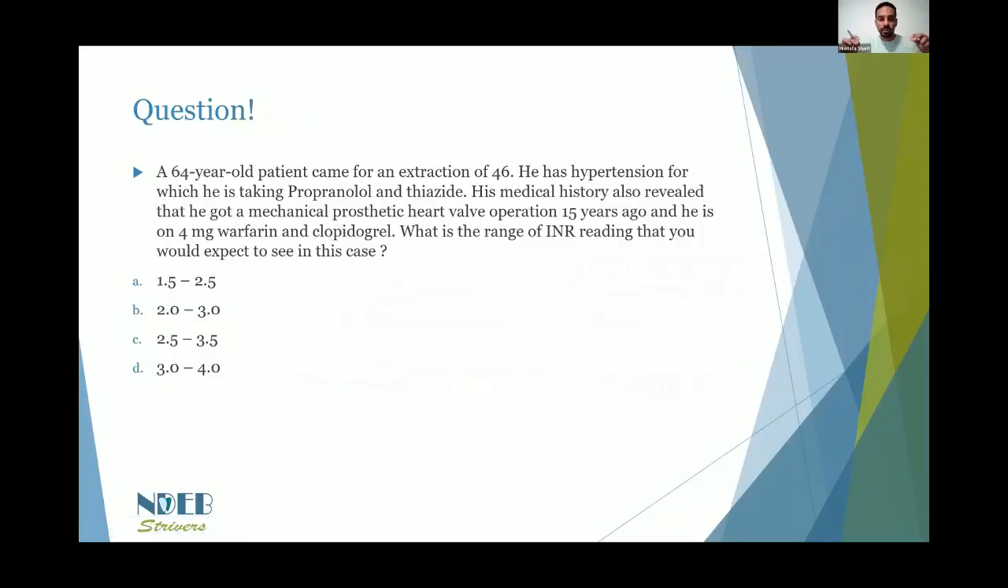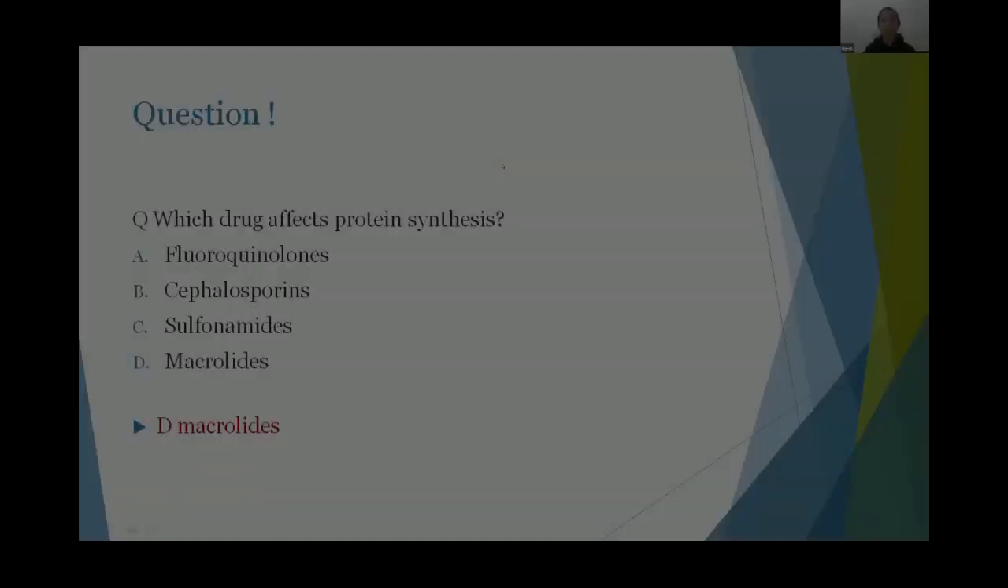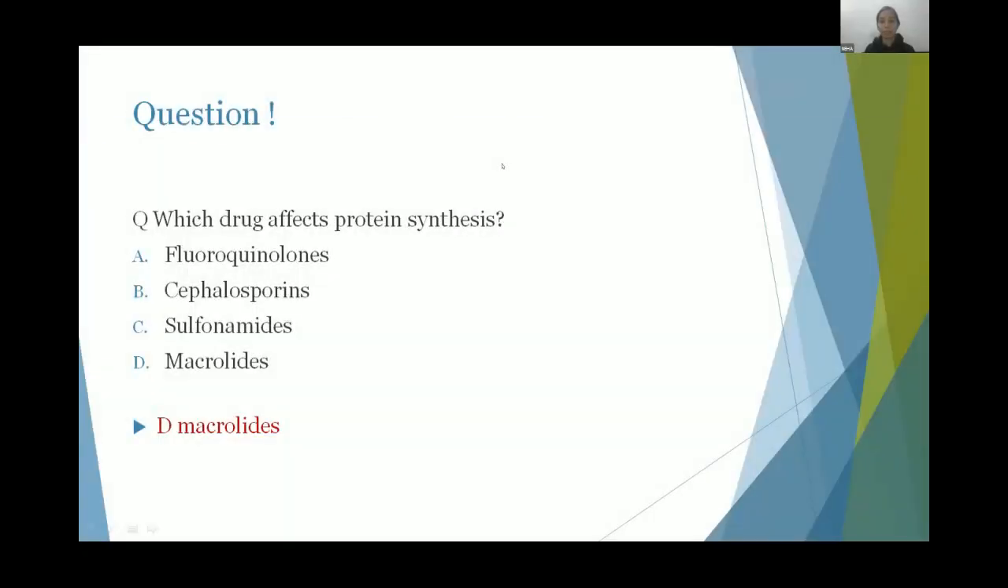All right, so a question for you, or 2 questions for you, and then we will turn into 2 slides where you will read and then answer those questions as well. Acts on the metabolism, it interferes with the PABA, and the macrolides are the ones which affect the protein synthesis.